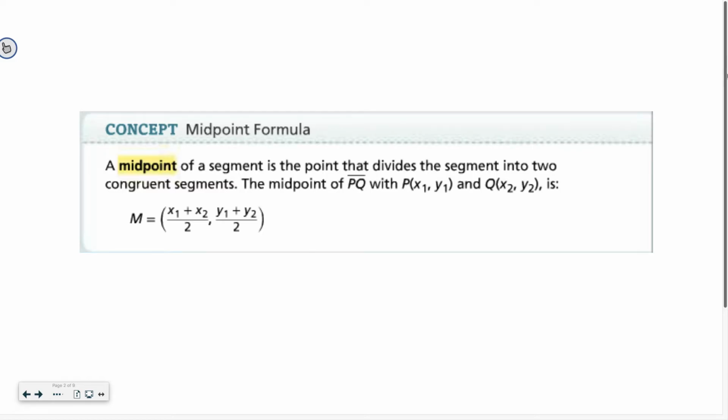We talked about this last year in algebra, but a quick refresher. A midpoint of a segment is the point that divides the segment into two congruent segments. Okay, so it's the halfway marker between the two endpoints on a line segment. The way you find that is you add your x's, divide by 2, add your y's, divide by 2, and then you write them as an ordered pair for your answer, okay?